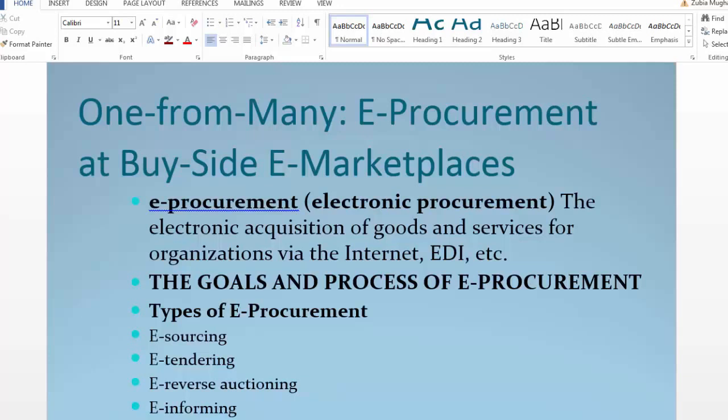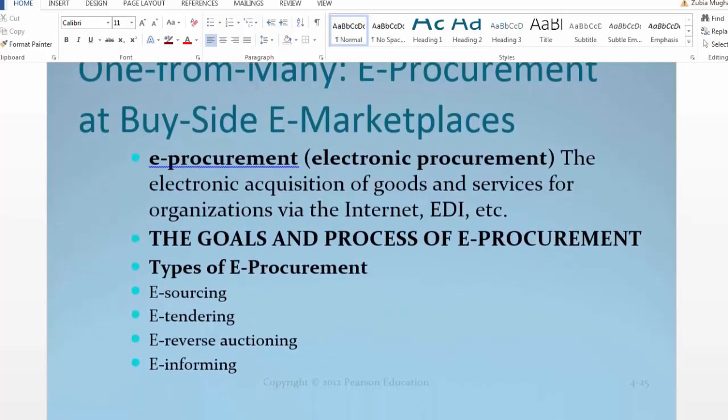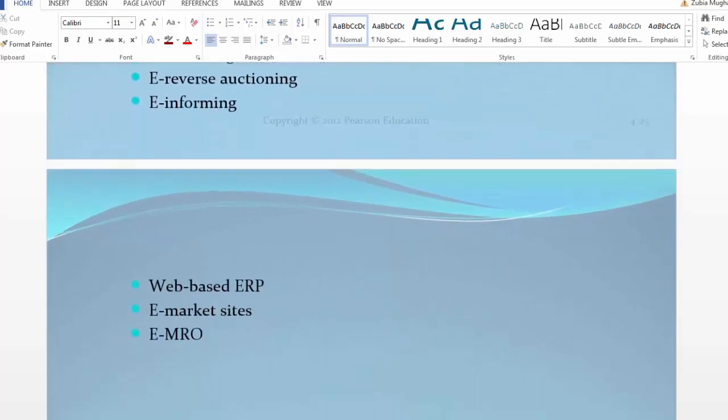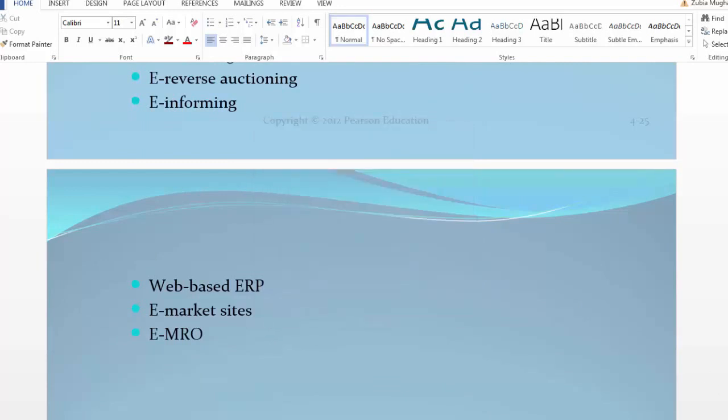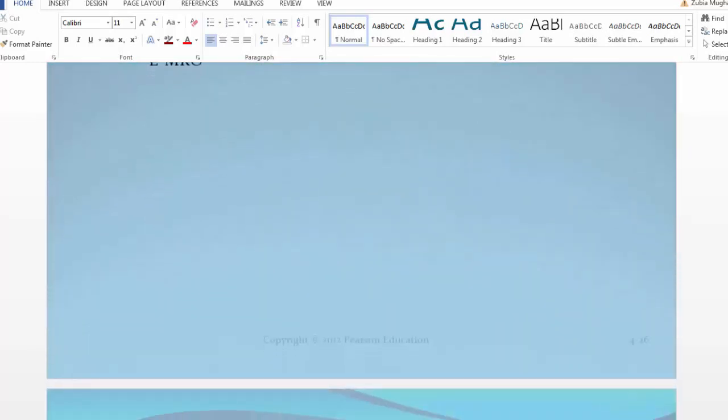So EDI was one of the first methods of e-commerce, and what EDI did was it was usually done at the B2B side only, not the B2C side. So when e-commerce began, in the history of e-commerce, EDI was one of the first methods of conducting transactions in an online environment. The goals and process of e-procurement: you have e-sourcing, e-tendering, e-reverse auctioning, and e-informing, web-based ERP, e-market sites, and EMRO. So we have all of these different kinds of e-procurement processes. We're going to talk about them.